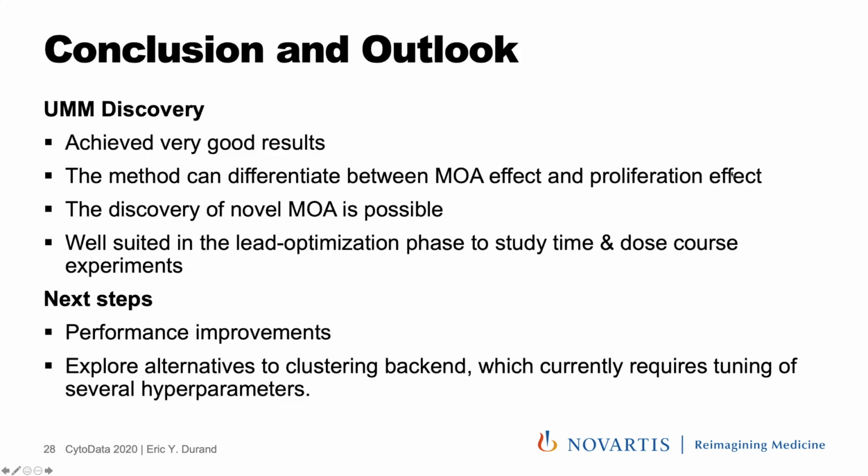So to conclude, UMM discovery, our method, achieved very good results that are on par with supervised learning, but in a fully unsupervised fashion. And the method can differentiate between mode of action effects and proliferation effects. Discovery of a novel mode of action is possible, but in my eyes, more importantly, it's well suited in the lead optimization phase to study time and dose course experiments, because it makes no assumptions whatsoever about the treatment that is applied to the cells.